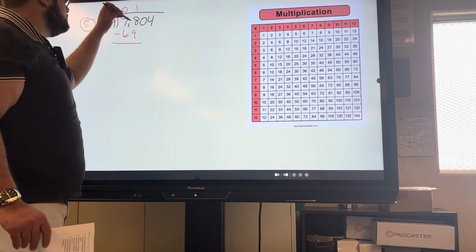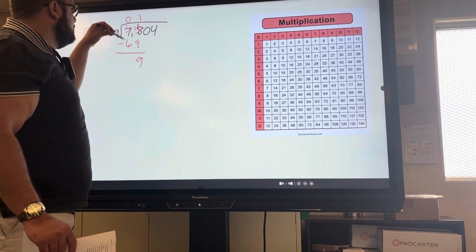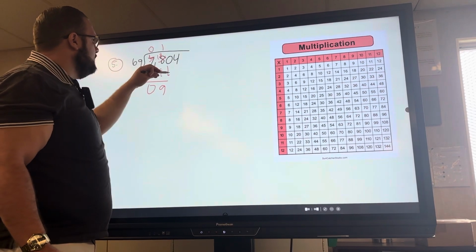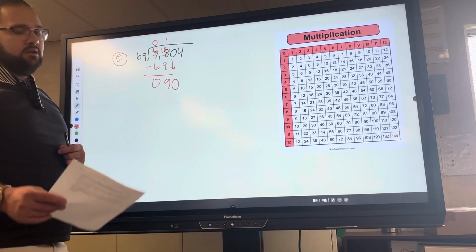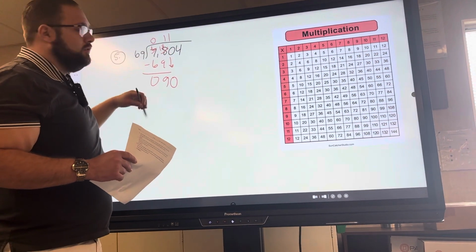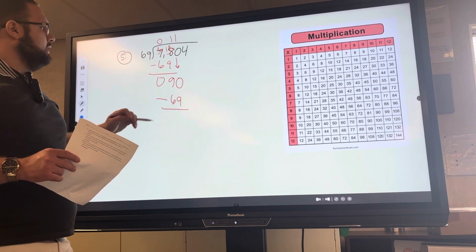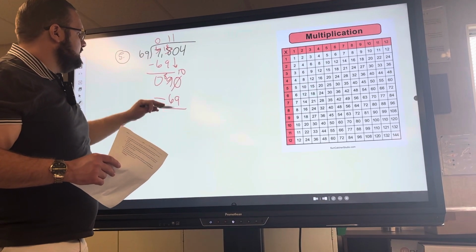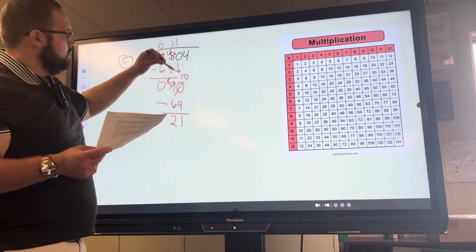Then we subtract. 18 minus 9 is 9. 6 minus 6 is 0. So we have 9 left over. Bring down the 0, making it 90. Still only goes in there one time. Yeah, I'm doing it right. Your confused face made me think I was doing it wrong. All right, then we subtract again. 10 minus 9 is 1. 8 minus 6 is 2. All right, bring down the 4.